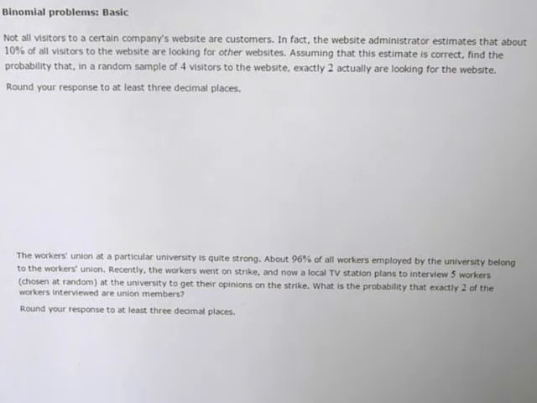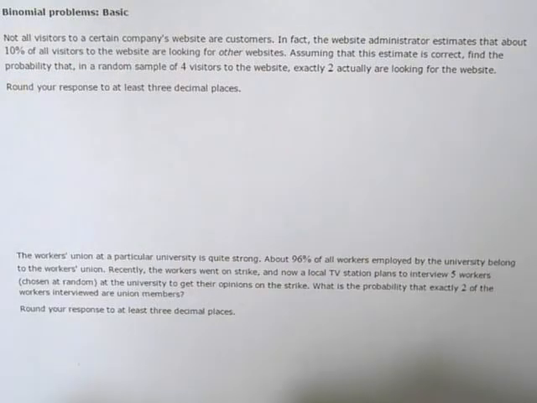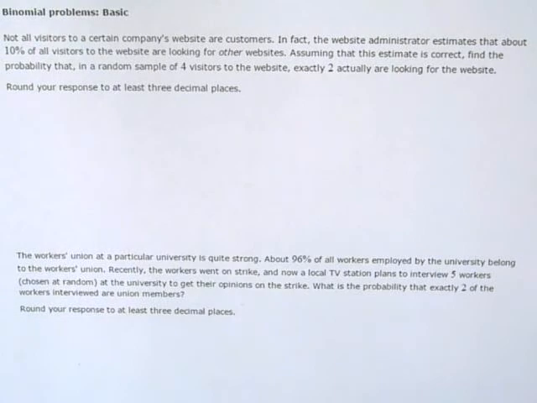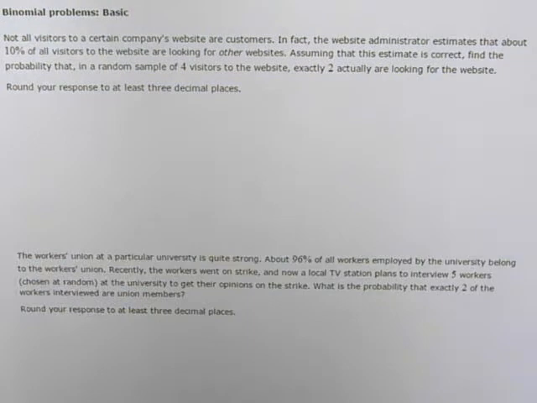So in this first example, it reads, not all visitors to a certain company's website are customers. In fact, the website administrator estimates that about 10% of all visitors to the website are looking for other websites. Assuming that this estimate is correct, find the probability that in a random sample of 4 visitors to the website, exactly 2 are actually looking for the website. Round your answer to 3 decimal places.